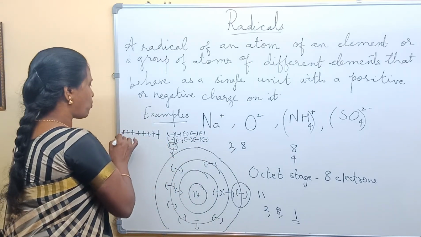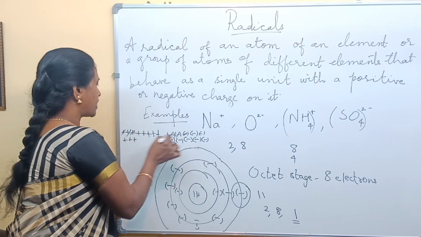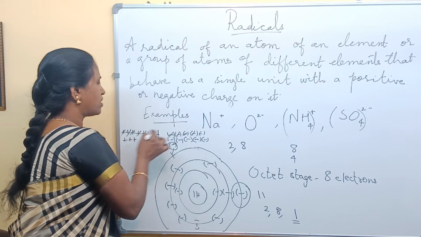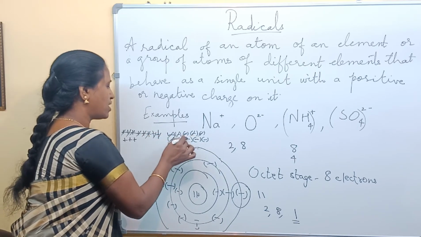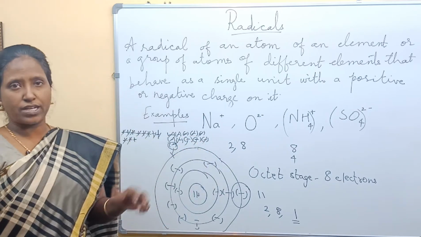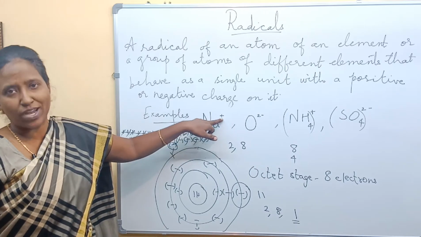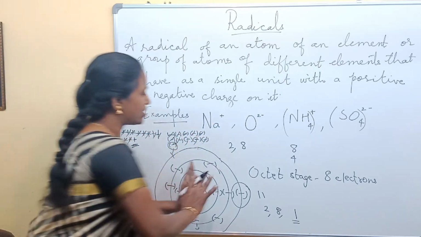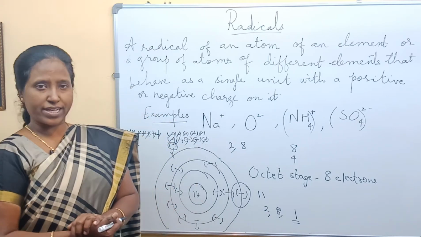So this 1 and 1 became neutral. This became neutral. This became neutral. And 1 plus is remaining. That plus only this one. Can you understand? Because it left one electron, it becomes positively charged.